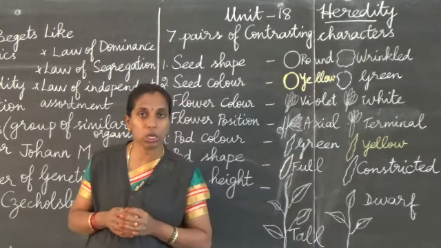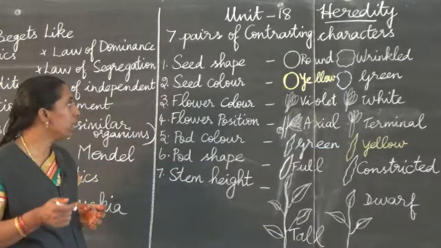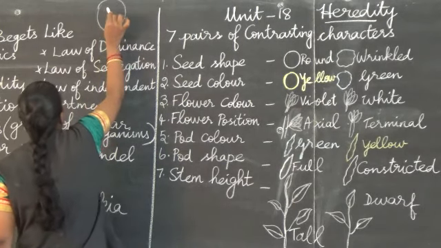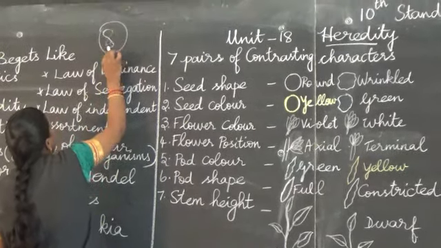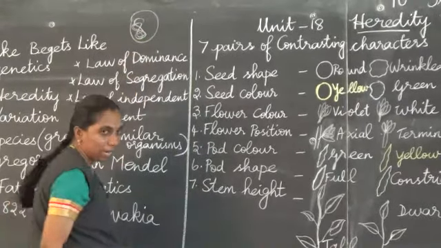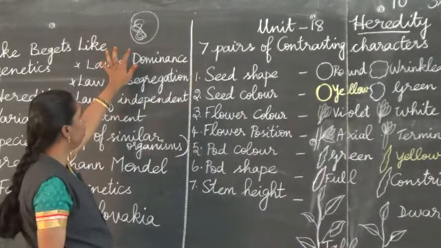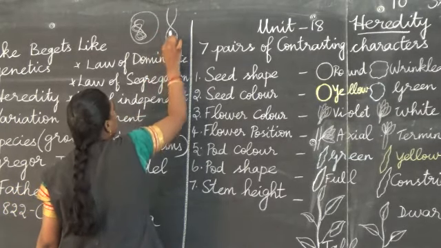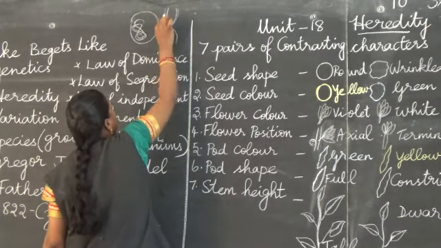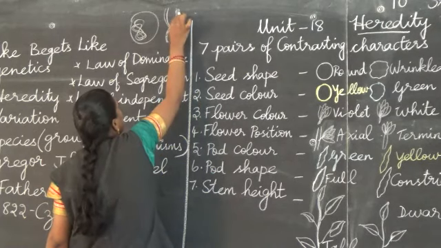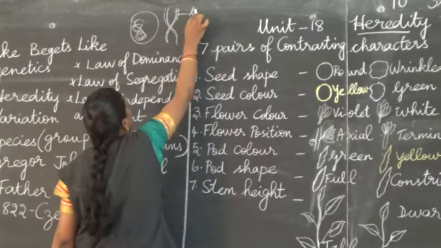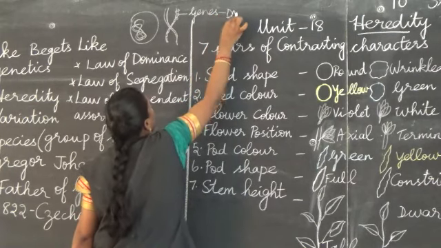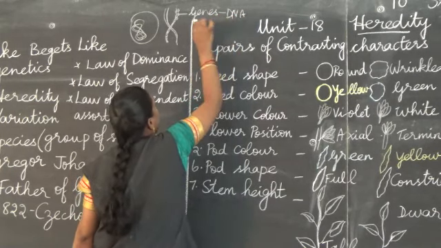Where are these genes located? In a cell, we have a nucleus. Inside the nucleus, there is a coiled structure called chromatin reticulum. When this separates out, it forms the structure of a chromosome. Inside this chromosome, there is a spherical shaped structure called genes. And these genes are made up of a chemical substance called DNA.